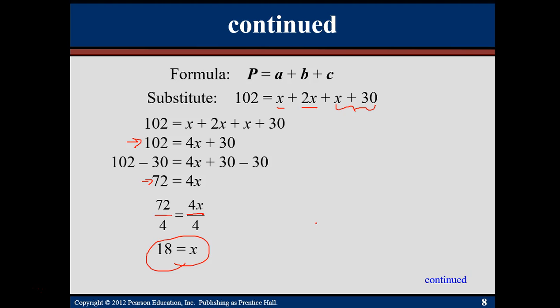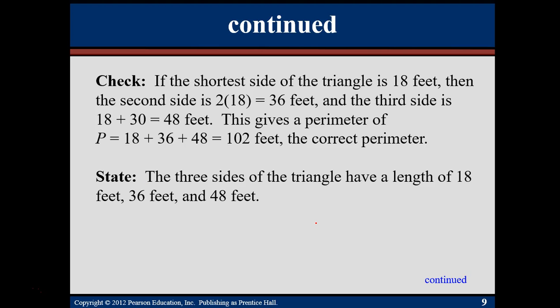I can now use that X and fill in the other sides. If the shortest side is 18, twice that is 36, and 30 more than that is 48. So now I know the sides of my garden. I need it to be 18, 36, and 48.